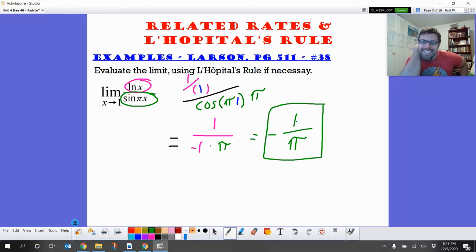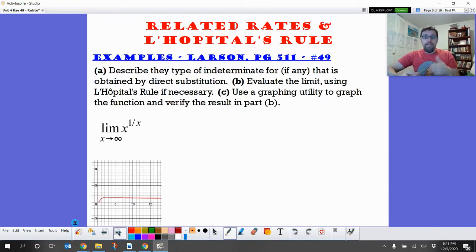Limits are so easy now. Oh, they're so easy. Thanks, L'Hopital. You're great. Okay, now one of the reasons that we need to use L'Hopital's rule is that we really need to be using it when things are not evaluating correctly.